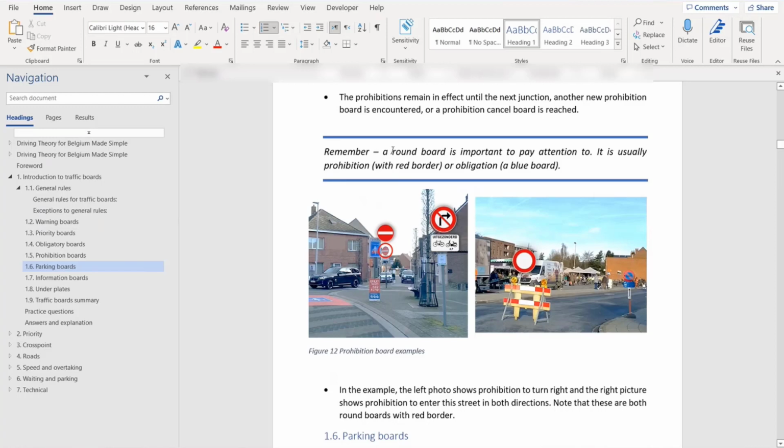So remember this, a round board is important to pay attention to. It's usually a prohibition or an obligation. As you can see, two boards here. The photo on the left shows prohibition for the vehicles to turn right. And here it shows prohibition to enter the street from this direction. And the right photo shows that vehicles are prohibited on this street in both directions. So it's a clear prohibition, which means you must not do this.